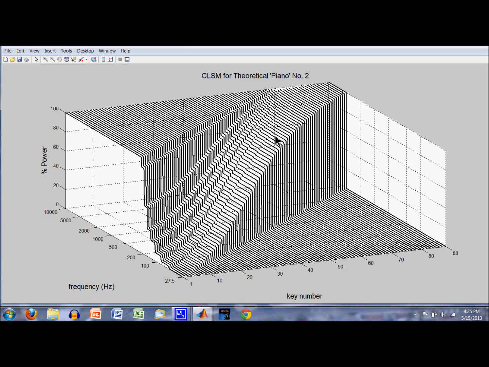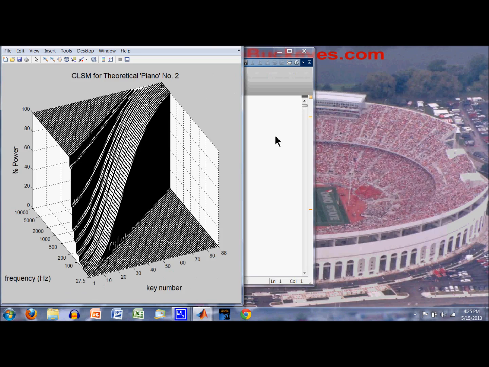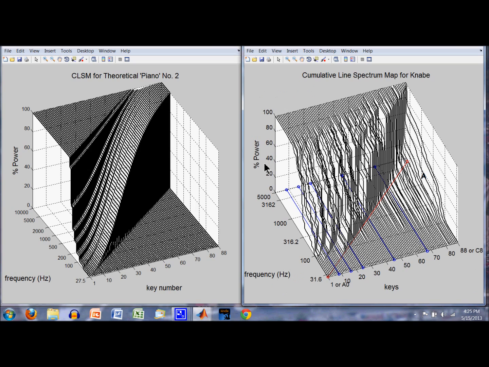How does it sound? Well, actually, before we do that, let's compare it to the Kanabi that I showed you before. Okay, here's this theoretical piano, and I put piano in quotes up here, and here's the Kanabi. You see, it has, in some sense, similar characteristics. Okay, let's listen to these 2 pianos.